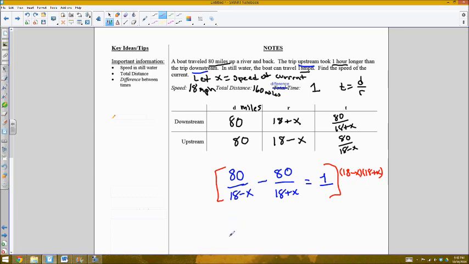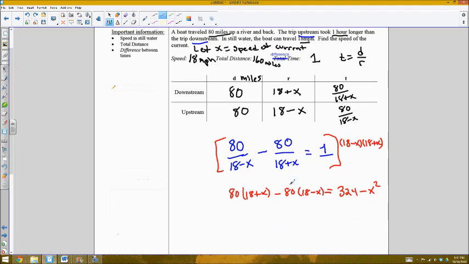Okay, I do my distribution, and I'll end up with 80 times 18 plus x minus 80 times 18 minus x is equal to, again, a product of conjugates, so it will equal the squares, which is 324 minus x squared. Okay. I'll do my distribution and combine like terms on the left-hand side, and when I do that, I end up with just 160x equals 324 minus x squared.